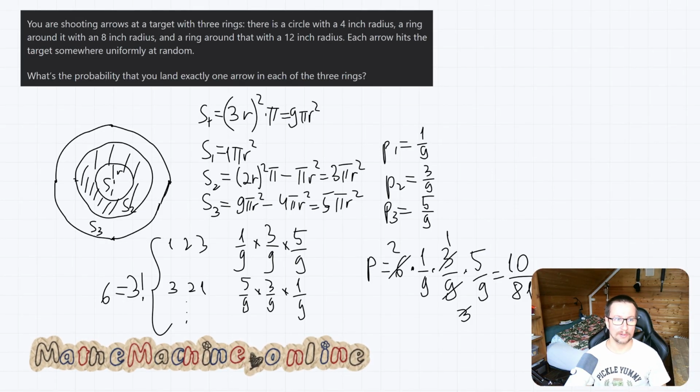Task from Open Quant about 3 rings. So you are shooting arrows at a target with 3 rings: a circle with a 4-inch radius, here it is, a ring around it with the 8-inch radius, here it is, and a ring around that with the 12-inch radius, this one. Each arrow hits the target somewhere uniformly at random, so the probabilities are equal. What's the probability that you land exactly 1 arrow in each of the 3 rings?